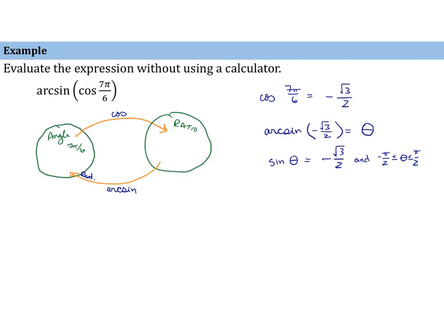So what angle yields that for us? The reference angle for this is pi over 3, right? Because sine of pi over 3 is root 3 over 2. But how do we get sine of theta to be negative and be in our restriction? So we want it to be between negative pi over 2 and pi over 2. So our answer is negative pi over 3. So arc sine of cosine of 7 pi over 6 is negative pi over 3.